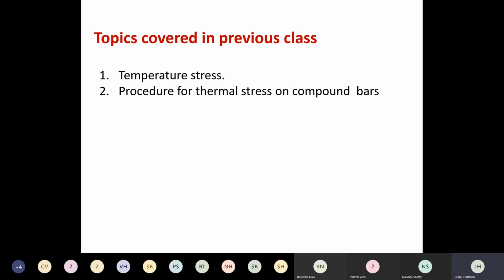So, let's check out the topic level objectives of the previous class, the things which we have covered in the previous session. In the previous session we have covered temperature stresses, right? In the last two classes we started temperature stresses and studied the concept of temperature stress, how to determine the stress for a single member when the temperature is raised or reduced, right?